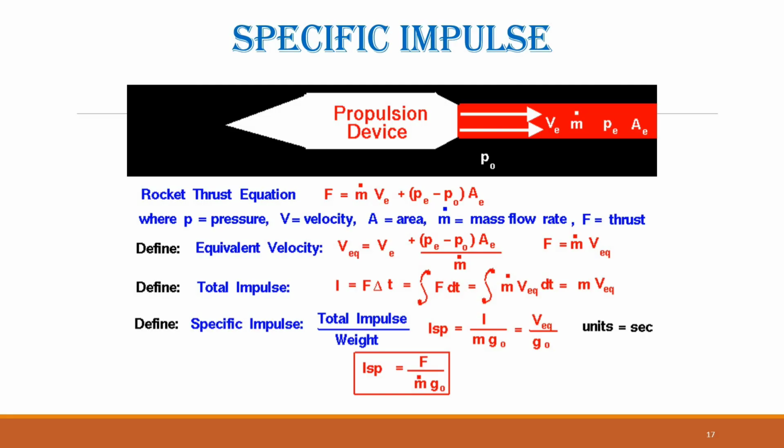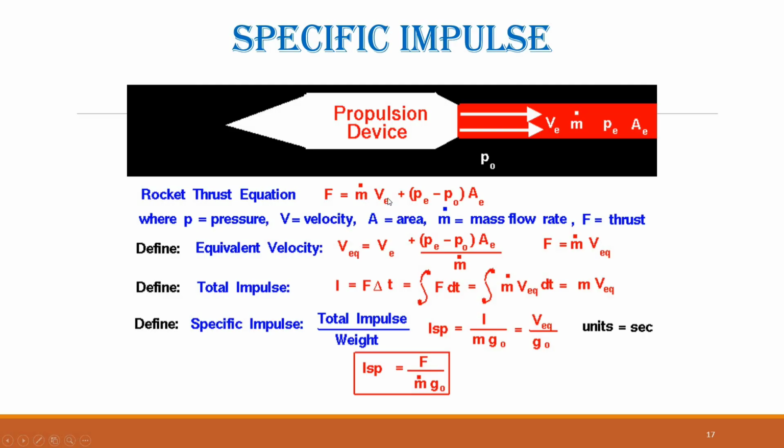For liquid or solid rockets, all propellants, fuel and oxidizer are carried on board, so no free stream air is drawn in. This simplifies the thrust equation to: thrust equals mass flow rate of the propellant leaving the rocket multiplied by the exhaust velocity at the exit, plus the difference between the exit pressure and the surrounding pressure multiplied by the exit area. Here, m dot represents the mass flow rate of the propellant leaving the rocket.